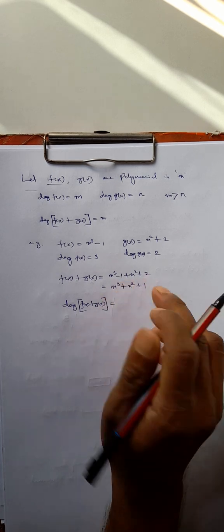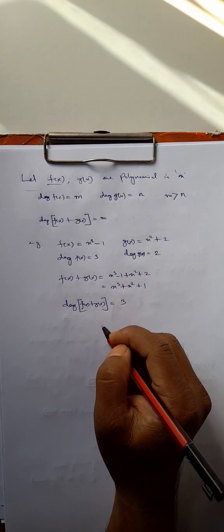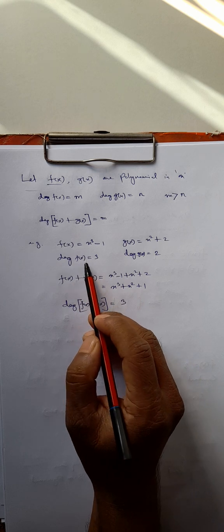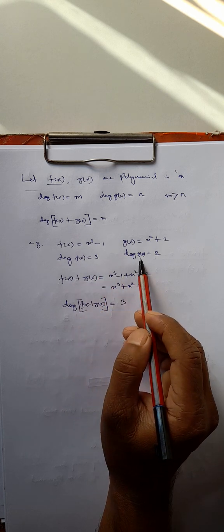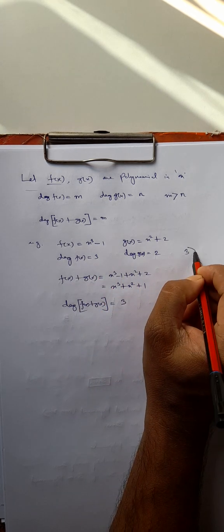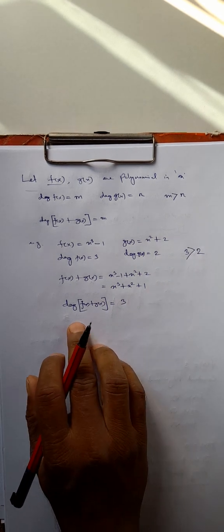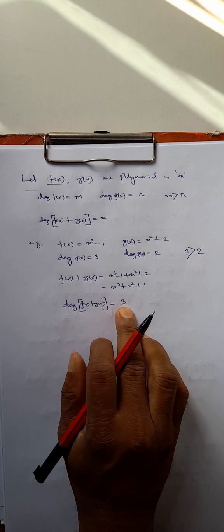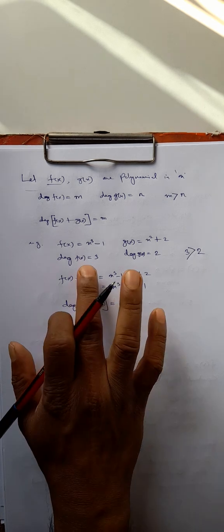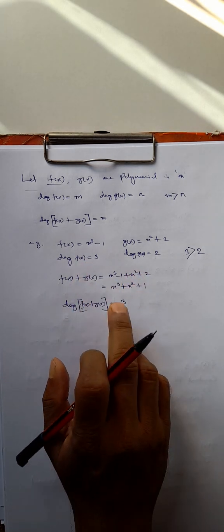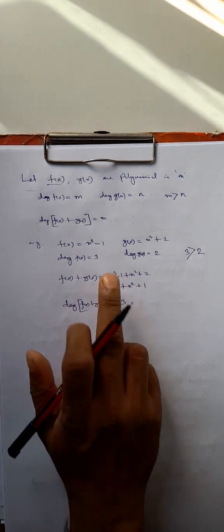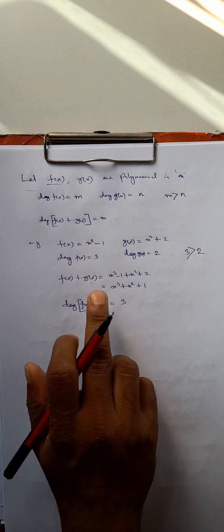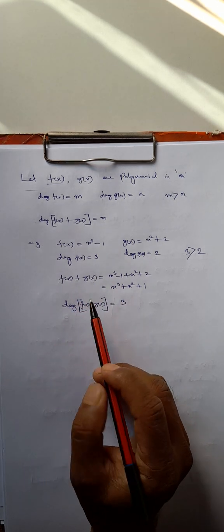What is the degree of this polynomial? 3. Now you see, degree of f(x) is 3, degree of g(x) is 2, and 3 is greater than 2. Therefore, the degree of the sum of the polynomials is the degree of the polynomial with greater degree, larger degree, right?